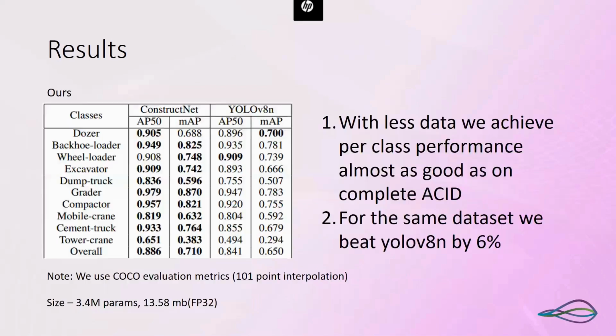Going on to our model, since the dataset was small, we had to get some baseline, and we have to get some model which suits our specifics. We chose the current CNN state-of-the-art YOLO V8 Nano, 3 million parameters, and with less data and no handcrafted augmentation whatsoever. YOLO uses Mosaic. No handcrafted augmentation. We have achieved, in most cases, per class MAP more, and the overall MAP 50 is at par with the original ACID results for single stage detectors with less data. Our model size is 3.4 million parameters and 13.58 MB for FP32.